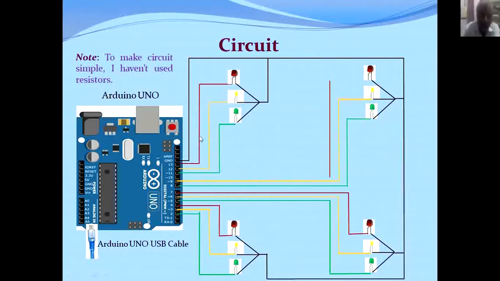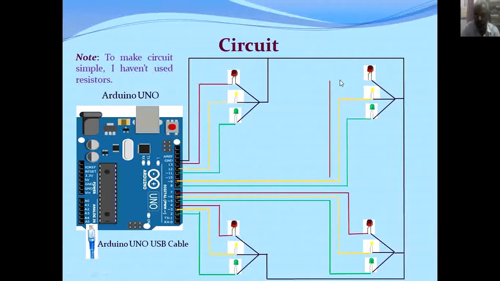Pin number 13 is attached with the long pin of the red LED, and the short pin goes to ground with this ground connection. Similarly, pin 12 is attached with the long pin of yellow, and pin 11 is attached with the long pin of the green LED. All short pins are grounded. The ground of all LEDs must be common, otherwise it will not work.